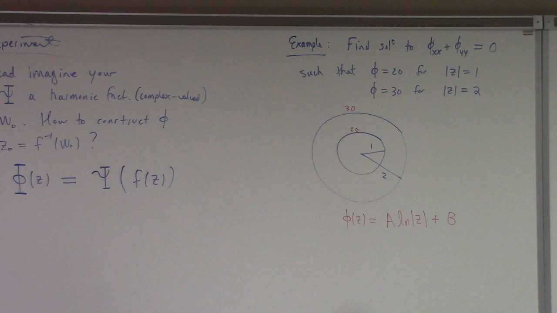Let's see here. My proposal, and this is just a madcap proposal, is that we can use phi of z equals a natural log of the modulus of z plus b, for appropriate choices of a and b. Now, you might wonder where on earth that's coming from. The reason this is a reasonable proposal: how do I know that that's a harmonic function?